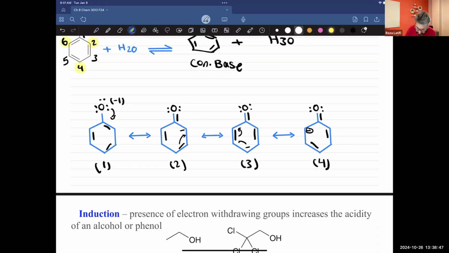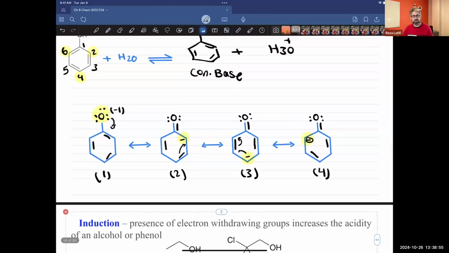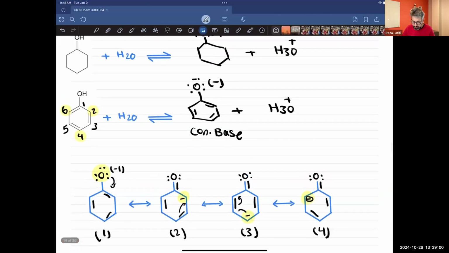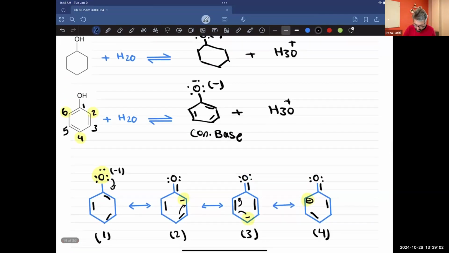Let's highlight the position of the negative charge. That's a negative charge sitting on oxygen, 1, then 2, 3, and that's the 4th one. I got 4 resonance structures, and that system is going to be super happy. So I'm going to say the pKa of phenol is going to be lower than the cyclic alcohol that I mentioned at the top, or cyclohexanol.